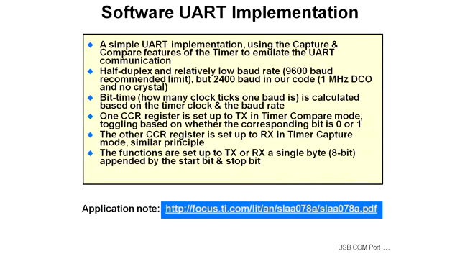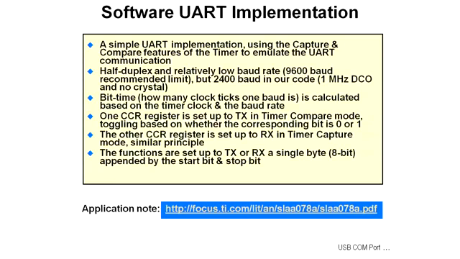Again, your selected device may not have a hardware UART on board, so we'd like to take a look at doing a software UART implementation. A simple software UART implementation using the capture and compare registers of the timer to emulate the UART communication is possible. It's half duplex and it's a relatively low baud rate. 9600 is the recommended limit, but we usually use it around 2400.